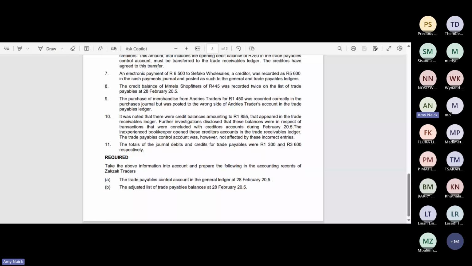Okay, adjusted list of trade payables balance, and you'll see this is then talking to the trade payables ledger.